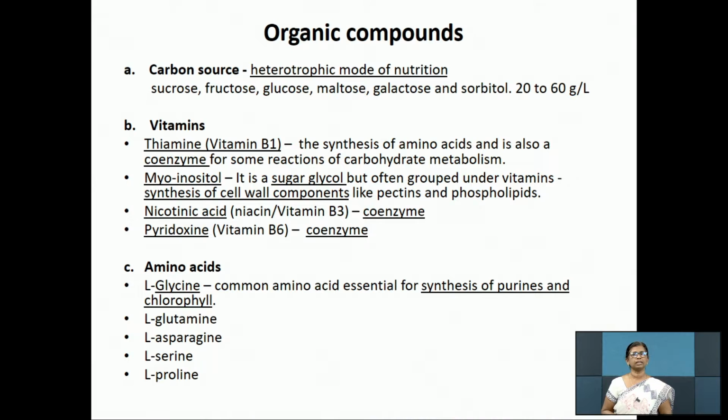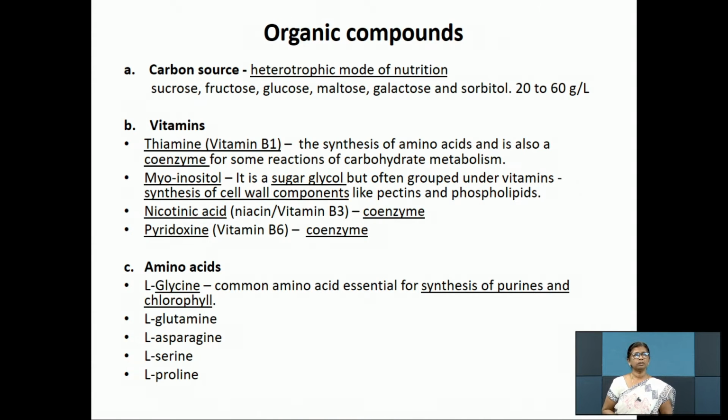First of all, the organic compounds. First of all, it is the carbon source. This carbon source is very essential for the heterotrophic mode of nutrition. Examples are sucrose, fructose, glucose, maltose, galactose and sorbitol. These are the carbon sources which are added to the medium, at an amount of 20 to 60 grams per liter.